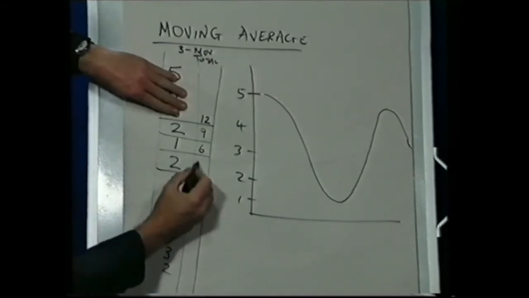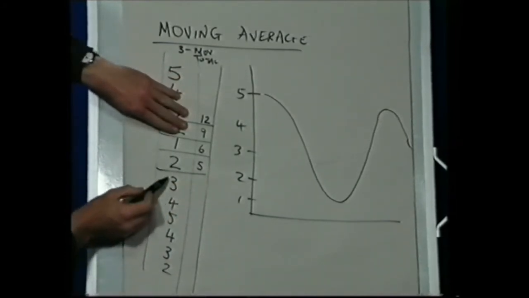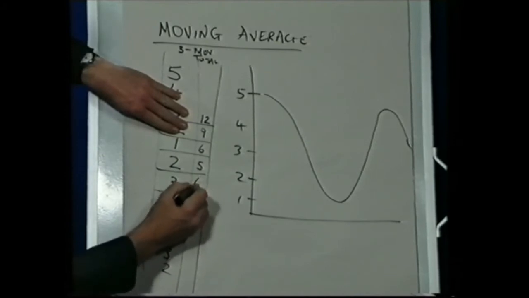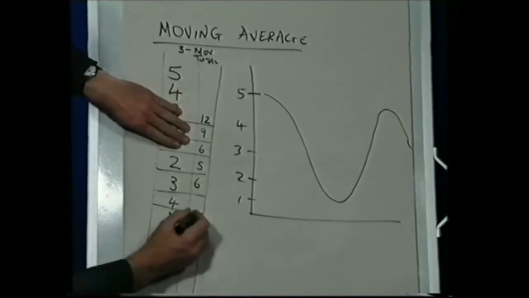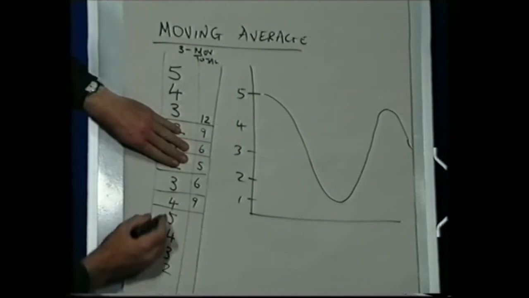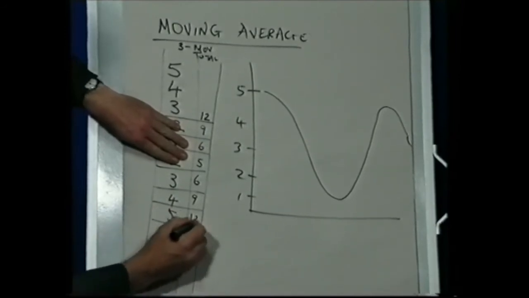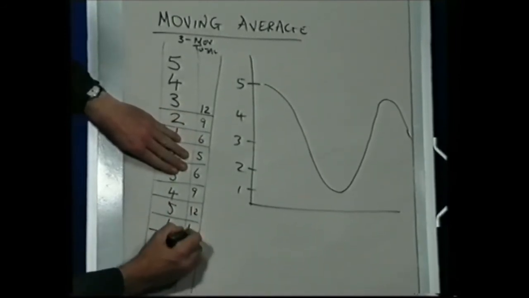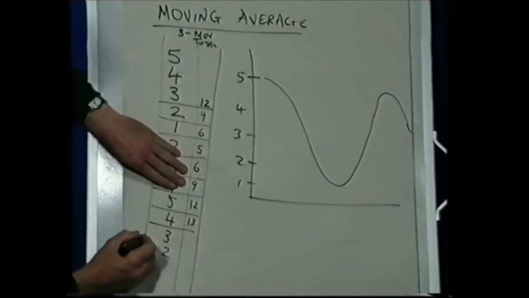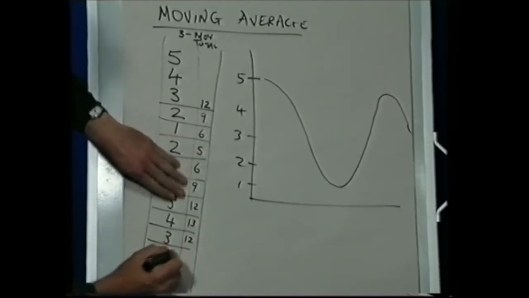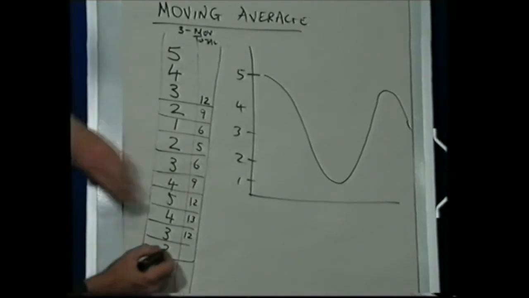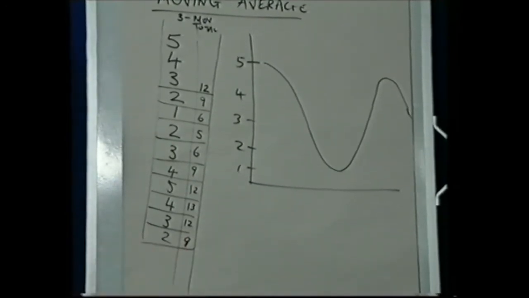2, 1, and 2 gives me a moving total of 5 cents. 1, 2, and 3 gives me a moving total of 6 cents again. 2, 3, and 4 gives me a total of 9. 3, 4, and 5 gives a total of 12. 4, 5, and 4 gives a total of 13. And 5, 4, and 3 again gives a total of 12. 4, 3, and 2 finally gives us a total of 9.